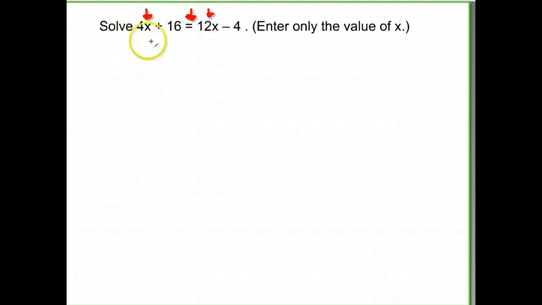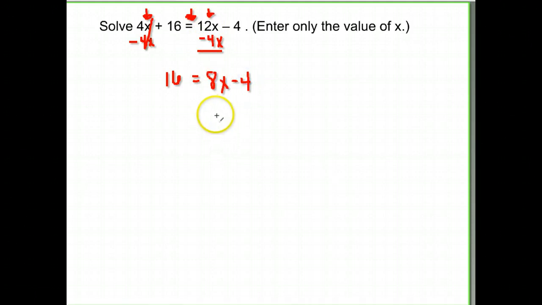The way that we do that is we do the opposite to move it. So we have a positive 4x. The opposite of adding a 4x is to subtract a 4x. As long as I do that on the other side also, it's okay. I'm keeping my equation balanced. So here I have 4x minus 4x. That gives me just a 16 here, a positive 16. Here, 12x minus 4x gives me 8x. And I have minus 4.